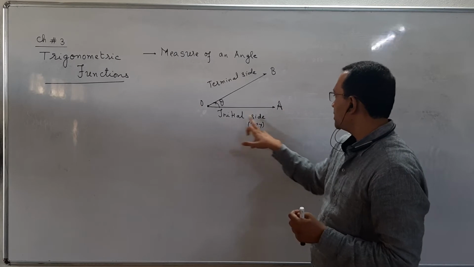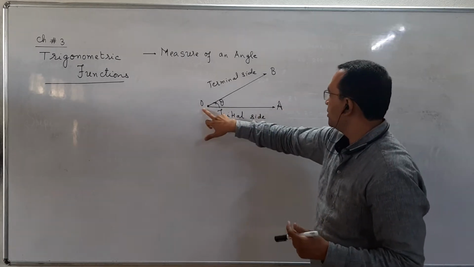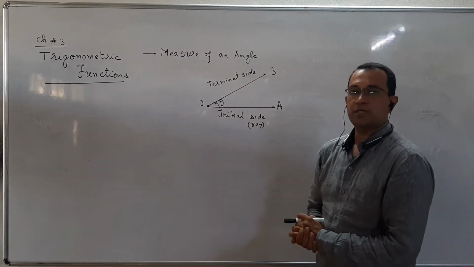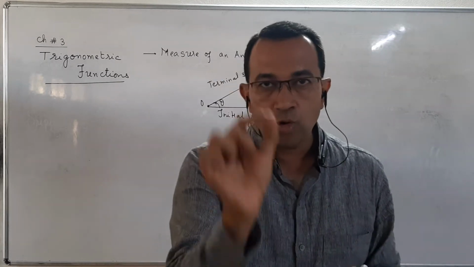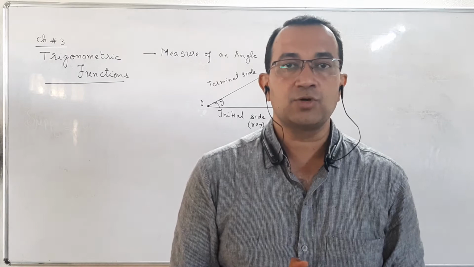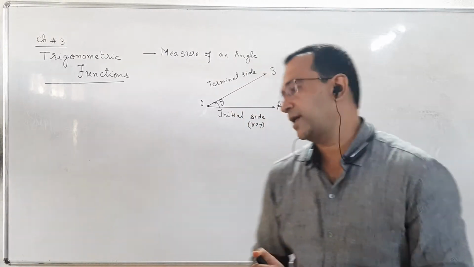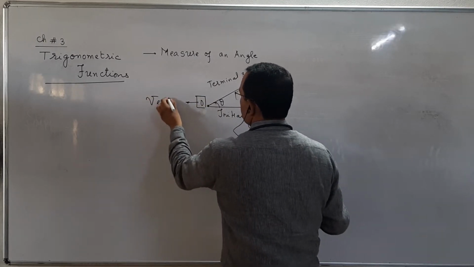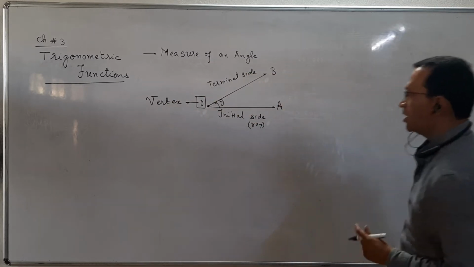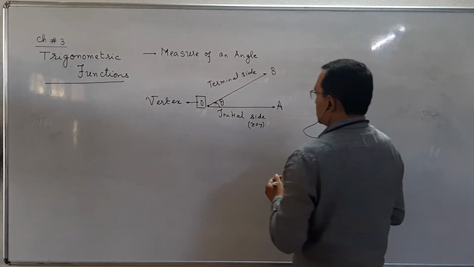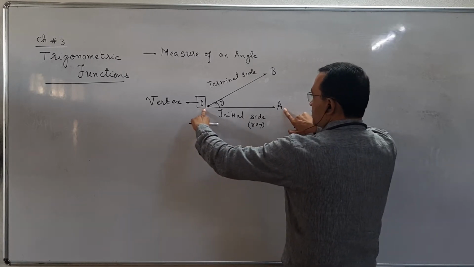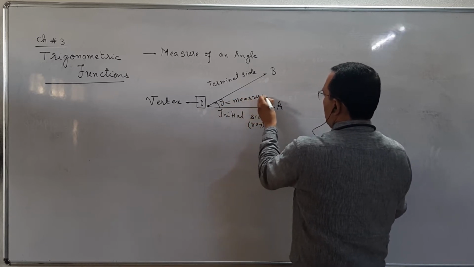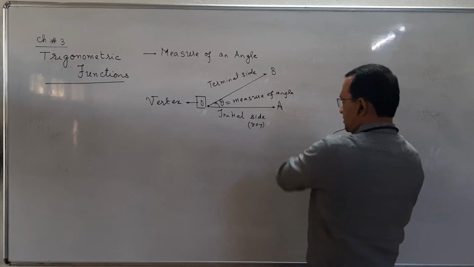Ray OA is called initial side of the angle, and ray OB, after the rotation whatever ray we get, ray OB is called terminal side of the angle. And O, the initial point with respect to which the rotation is considered, is called vertex. This O, students, is called vertex of the angle. So once again, the measure of rotation of a ray with respect to its vertex is called measure of angle. So theta is called measure of angle.